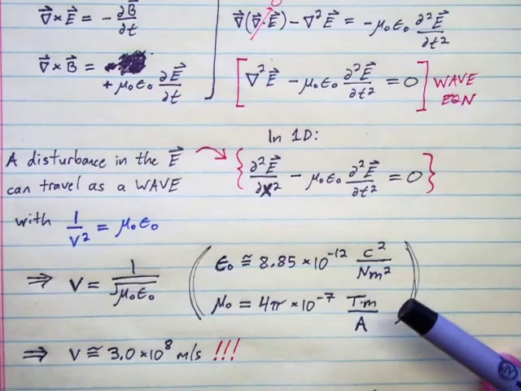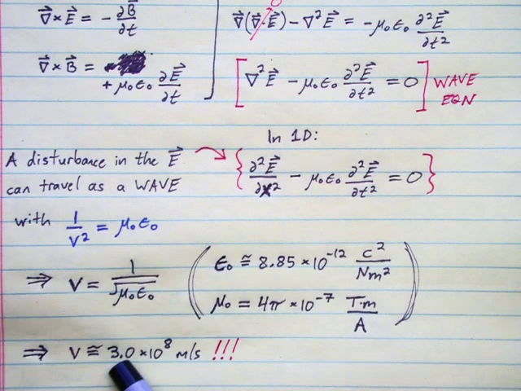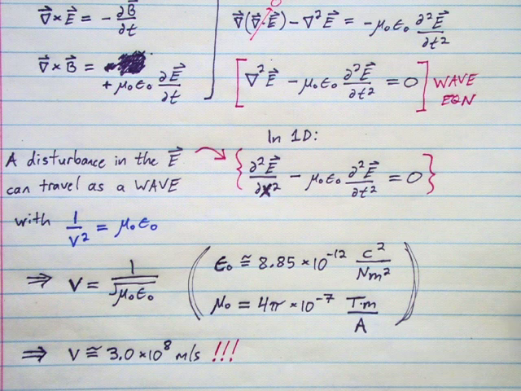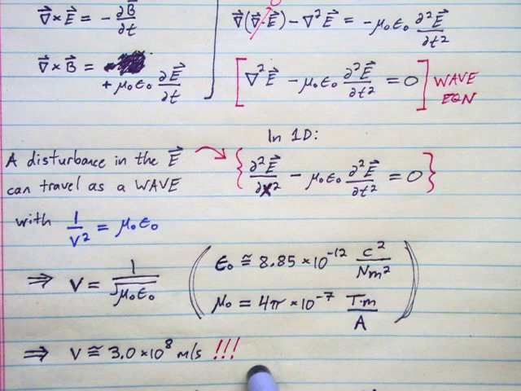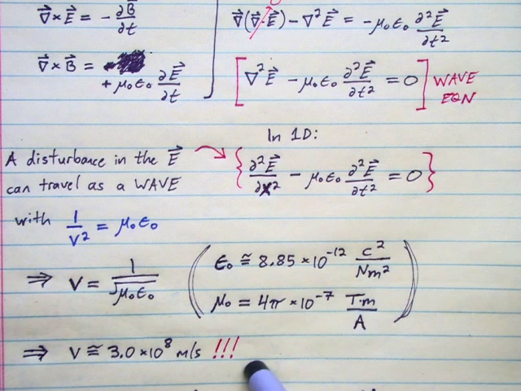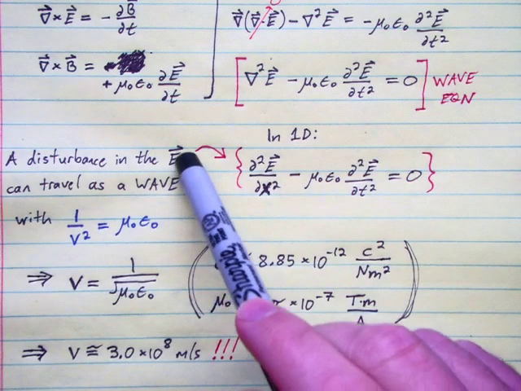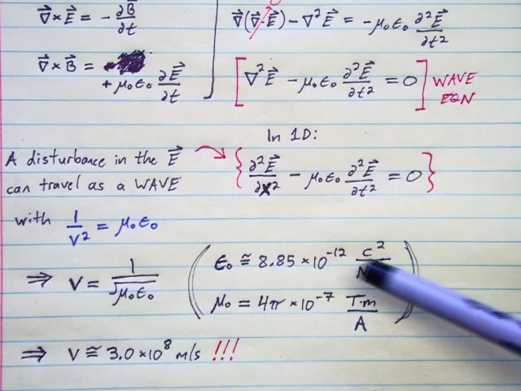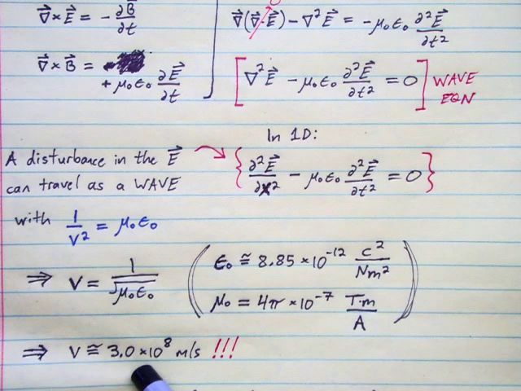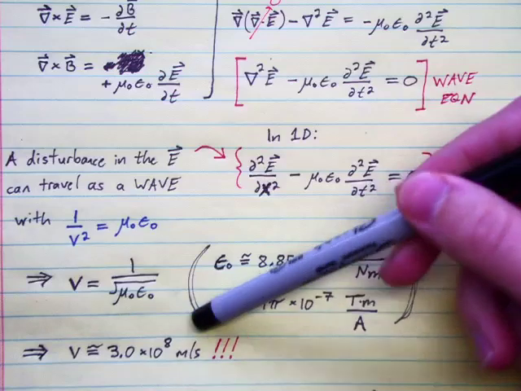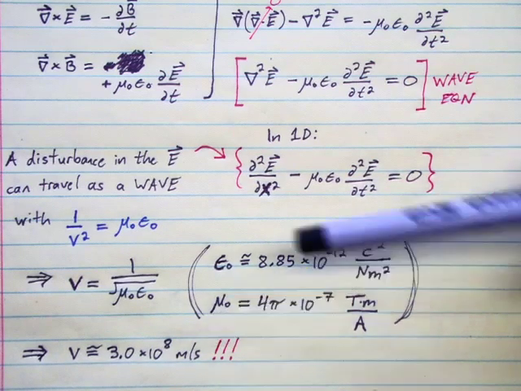That value turns out to be about 3.0 times 10 to the 8th meters per second, which we recognize. That's a known speed to us. Apparently, the speed at which disturbances in the electric field travel is the same as the speed of light. We recognize this value as the speed of light.